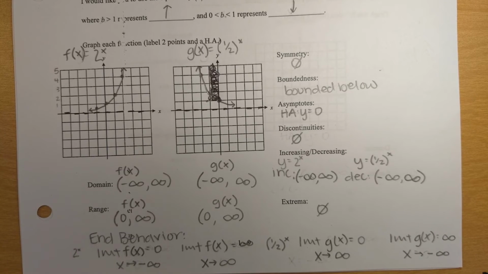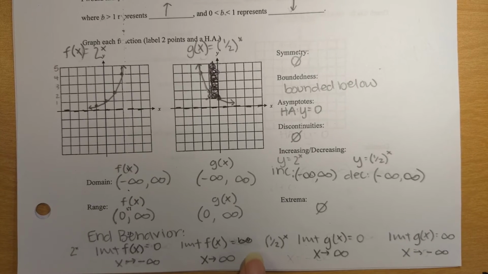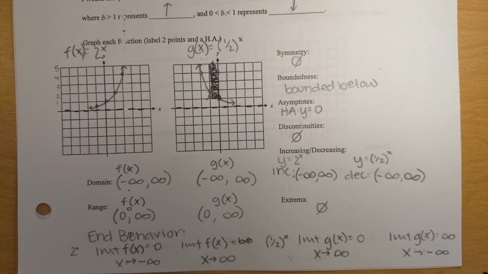The limit of f of x equals 0 as x approaches negative infinity. The limit of f of x approaches infinity as x approaches infinity. For the function 1/2 to the power of x, the limit of g of x is equal to 0 as x approaches infinity, and the limit of g of x equals infinity as x approaches negative infinity.